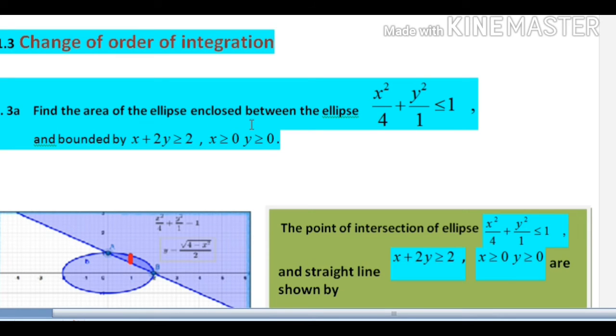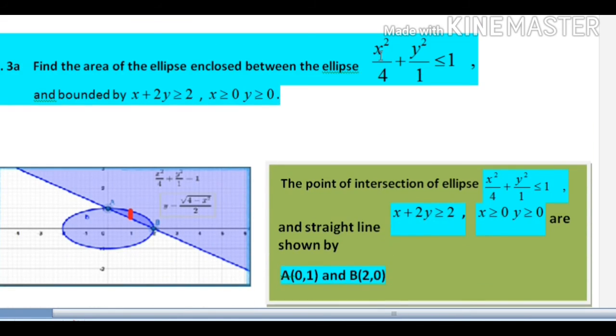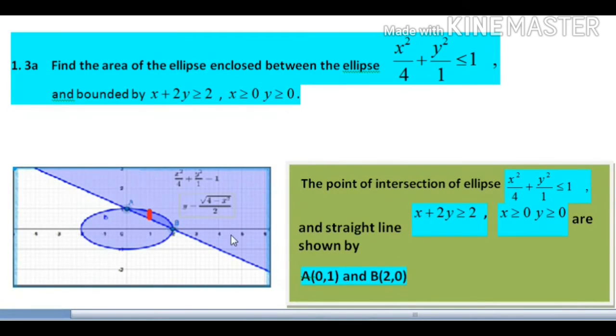So next is: find the area enclosed between this ellipse and bounded by this straight line in the first quadrant. So first we plot the region of integration. Step 1 is to plot the region of integration, right? So this represents the equation of an ellipse. So this is the ellipse, this is the straight line. Plot the straight line. y greater than or equal to 0 means positive quadrant. Now we have to find the area bounded by all these curves. So we have to find the area of this common shaded region, right?